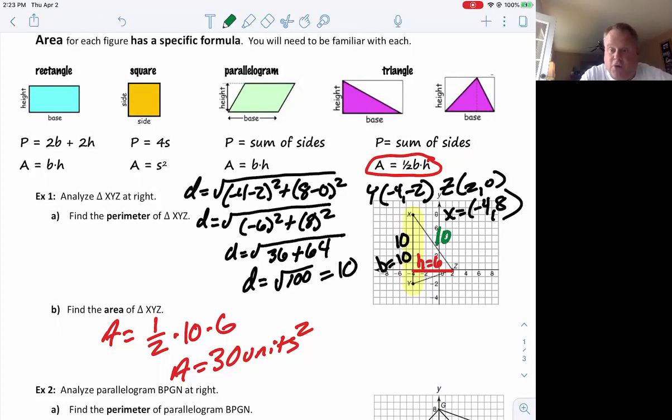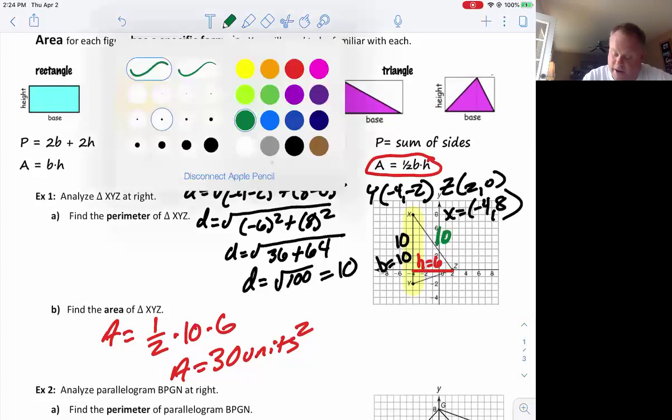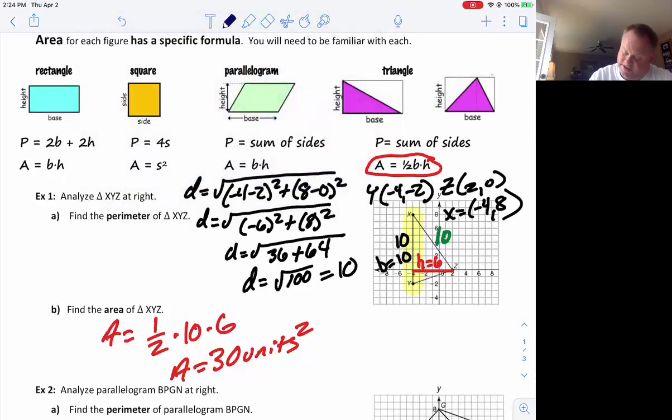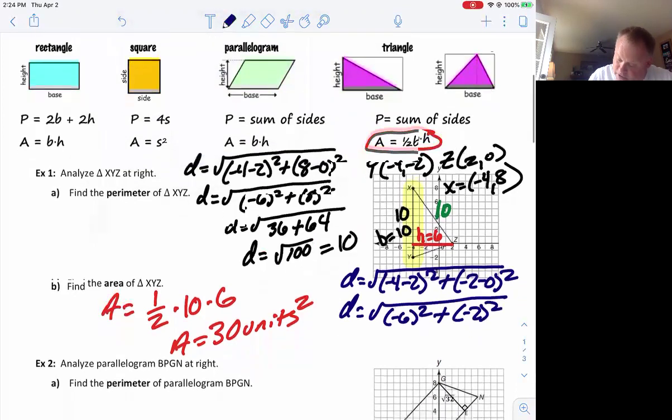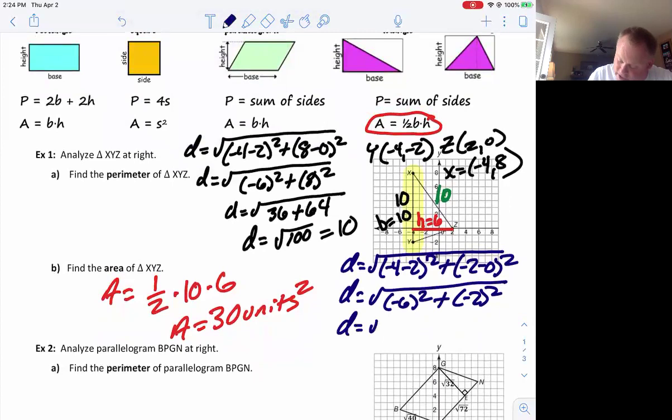Okay, so now we need to find y to z. So I'm going to do it right here down below. I'm going to find the distance from y to z. From y, -4 minus 2 squared plus -2 minus 0 squared. And -4 minus 2 is -6 squared, and -2 squared. So d equals 36 plus 4, or d equals the square root of 40. All right, so square root of 40.